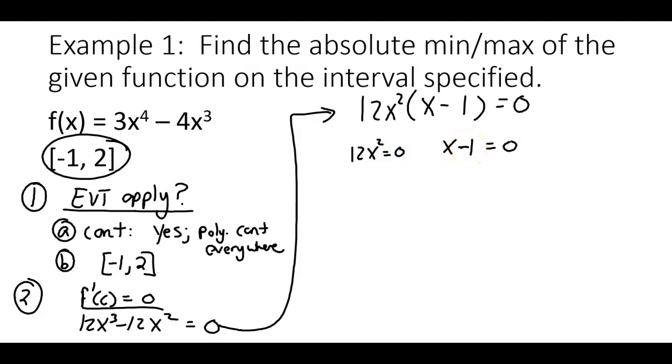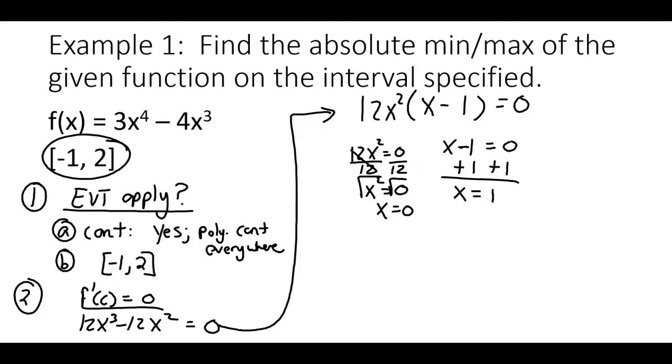Solve. This one, if you divide by 12 and take a square root, you're just going to get 0. But if you see that and you don't want to show all this work, you don't necessarily have to. So I've got two critical values here so far. I've got a critical value at 0, and I've got a critical value at 1.